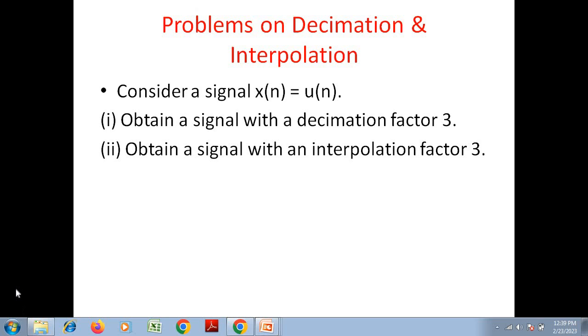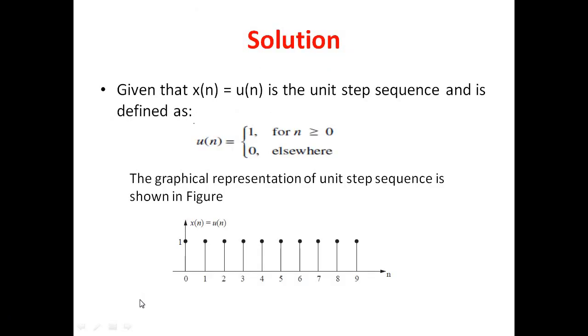So first we should know what the unit function is. The unit step function is defined as u of n equal to 1 for n greater than or equal to 0, and 0 otherwise. This is the common well-known definition for the unit step sequence. And the corresponding graphical representation of this u of n is plotted here. So you will have the n samples which are at level 1.